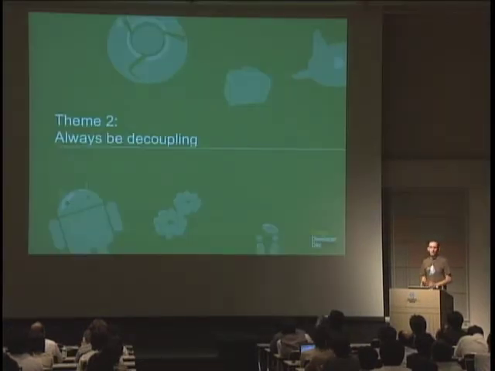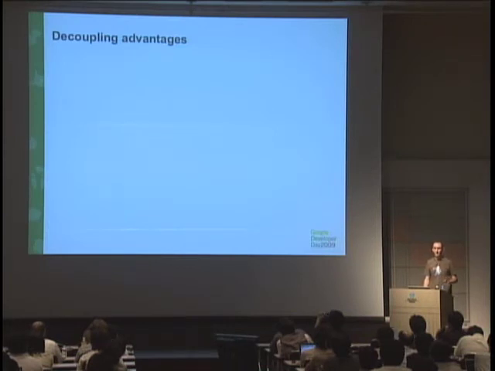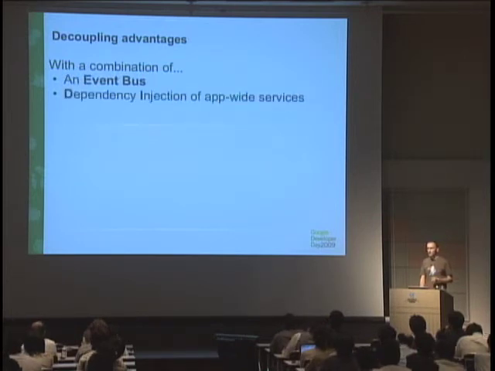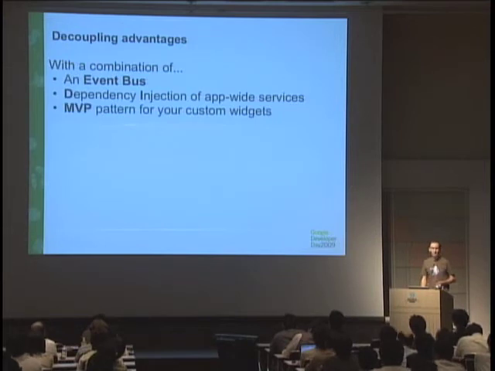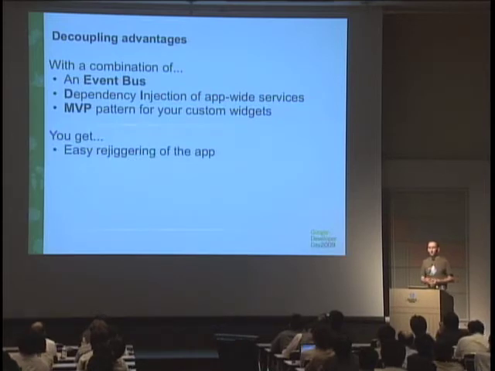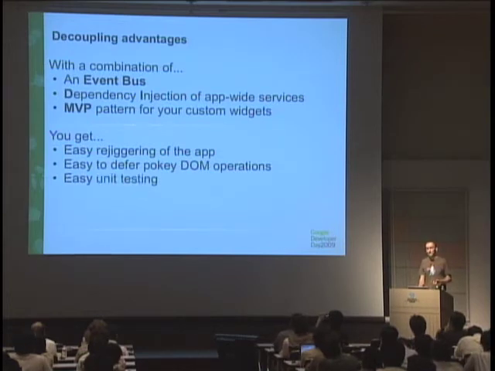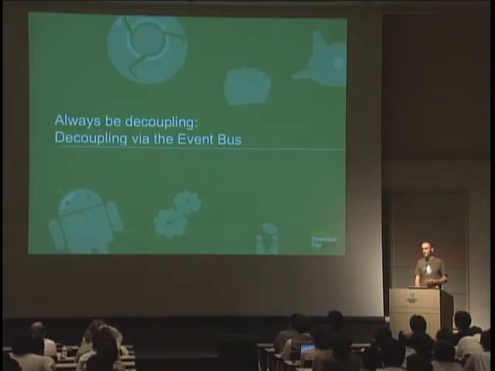Now the second theme was to always decouple, always make the left side be disconnected from the right side. With decoupling, you take the combination of the event bus and dependency injection and the MVP pattern, and we'll talk about all those three things. And what we get is the ability to easily rejigger our app. That means to easily change parts of our application without affecting too many other pieces. So we become flexible in our development. It's easy to defer complicated operations in the DOM. And it provides easy unit testing, which is very important. Finally, we get fast execution tests. So always be decoupling. Let's talk about the event bus first.